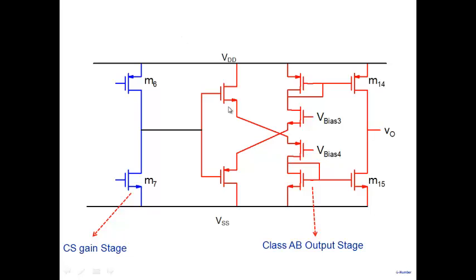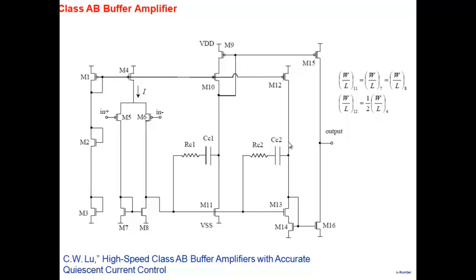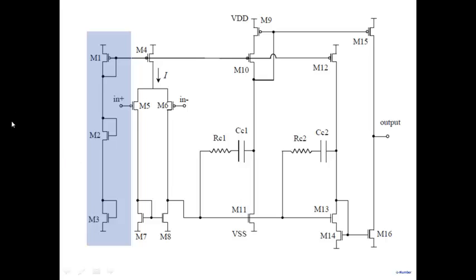Let me show you some class AB buffer amplifiers taken from literature. Some of the things that have been published. Look at this one. Look at this amplifier. There's a full op-amp, a complete op-amp. Can you recognize what is happening in these stages? Does the circuit make sense? All right, if not, let's look at this again. What is this? Look at this part here.